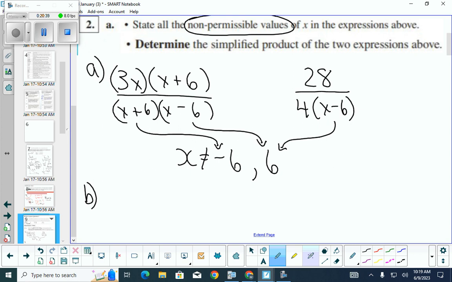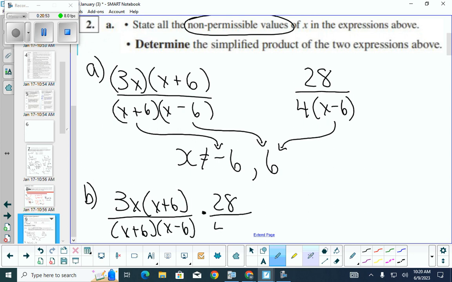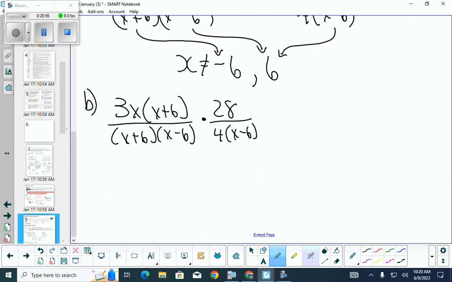What does product mean? Times. So we're going to go 3x times x plus 6 over x plus 6, x minus 6 times that. Okay, so when we multiply, again, first step is factor. Second step is to cross off anything. So you can cross off vertically and you can cross off diagonally. So the only thing I can cross off right now is x plus 6. That's it.